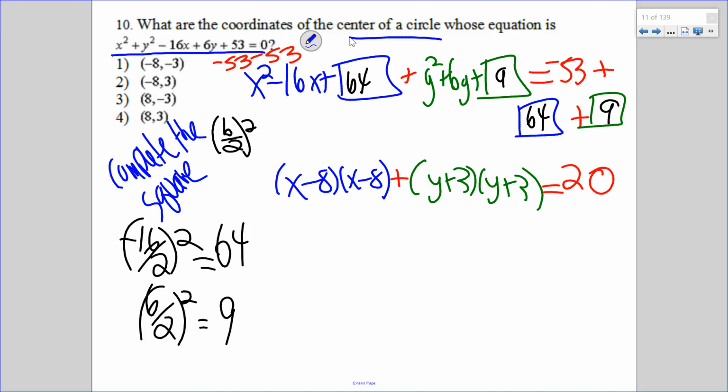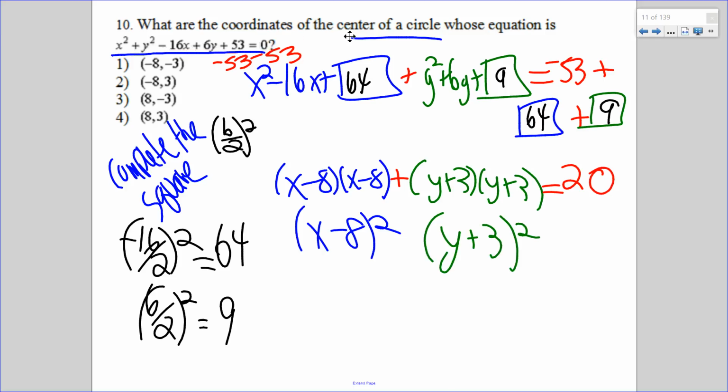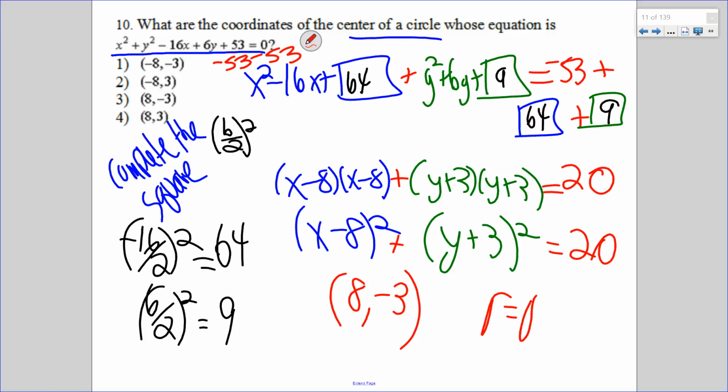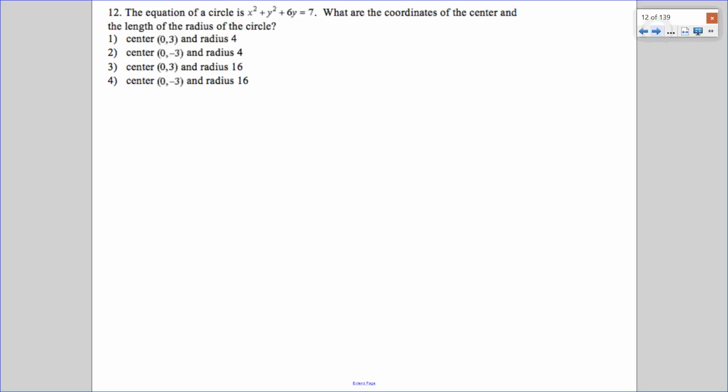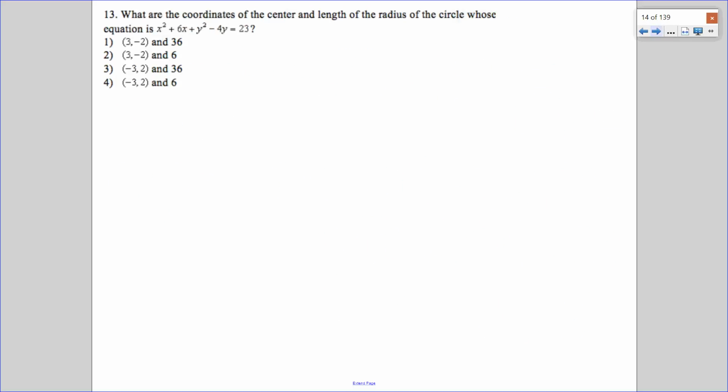Rewrite it as a binomial squared, x minus 8 squared, y plus 3 squared. Now I'm in center radius form. Once I'm in center radius form, to find the center, I negate what's in the parentheses. So minus 8 becomes positive 8, plus 3 becomes negative 3. That's my center. My radius is the square root of the right-hand side, which is radical 20. This particular question is asking for the center. That's it. Long process, very straightforward process. It's always the same. That's what you need to do for 10, for 11, for 12, for 13.